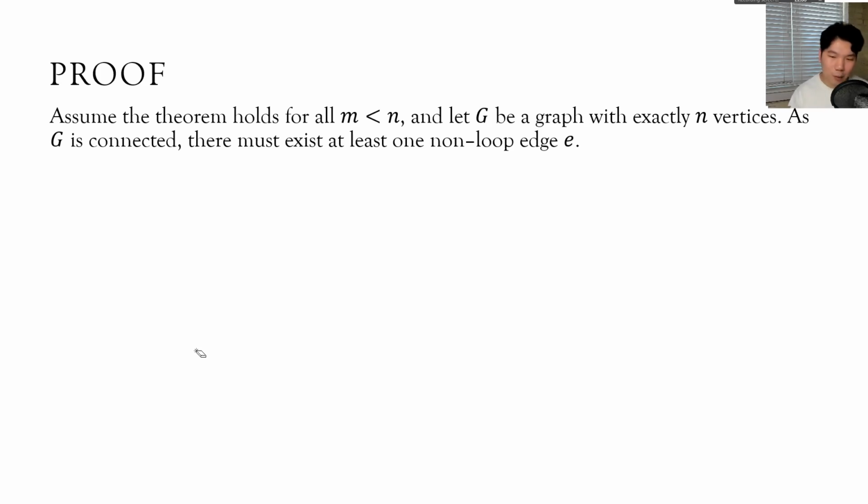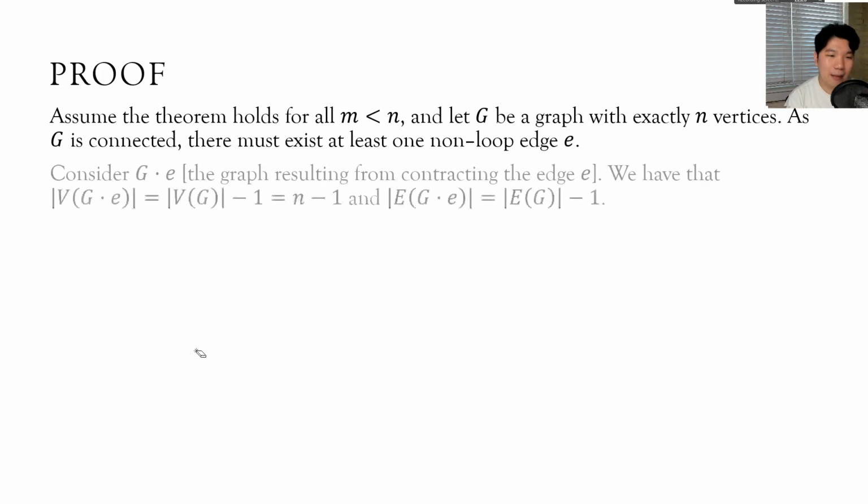So again, I'm assuming I have more than one vertex. And since I'm connected, those vertices must be connected to each other. And hence there must be at least one edge that's not a loop. It must be between at least 2 different vertices.